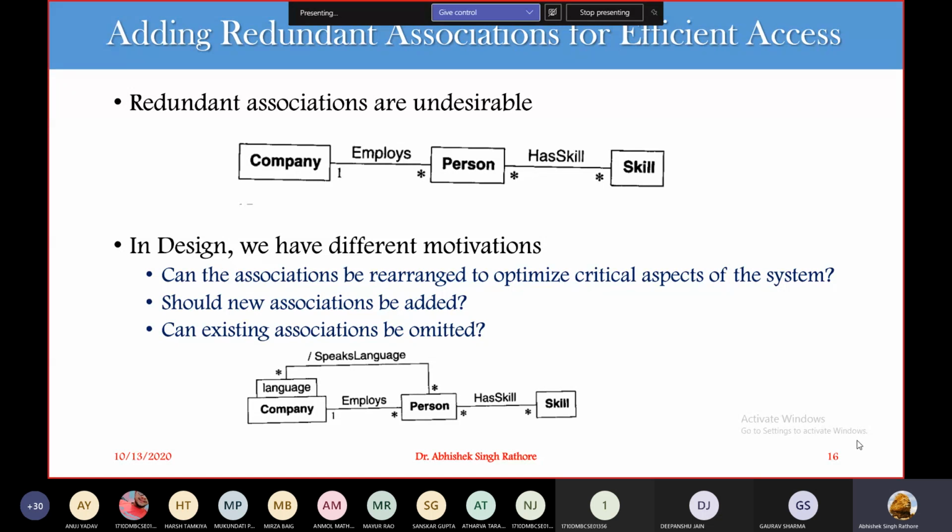So consider this first example. We are designing a company employee skill database. We have company, then a person, and then a skill. A company employs many persons, and many persons work in a company, then a person has many skills, and a skill can be available in many persons. So this is my initial class design.